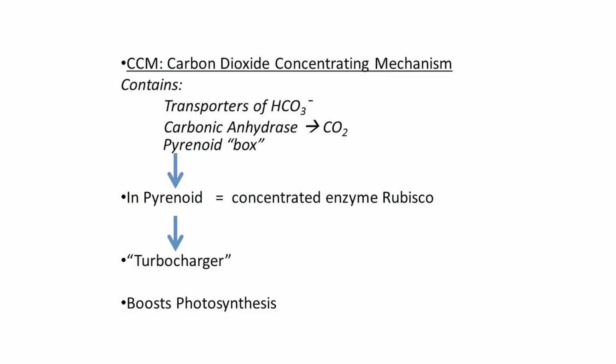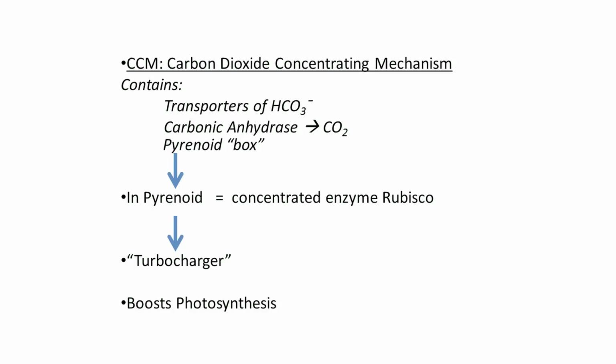The carbon dioxide concentrating mechanism contains 3 components: transport of bicarbonate, carbonic anhydrase, which makes carbon dioxide from bicarbonate, and pyrenoid, which is a box to accumulate carbon dioxide. The pyrenoid is a booster for photosynthesis.